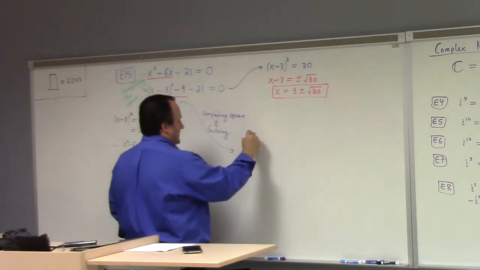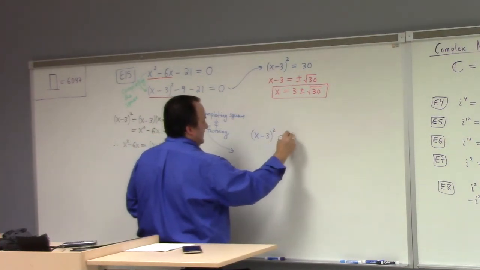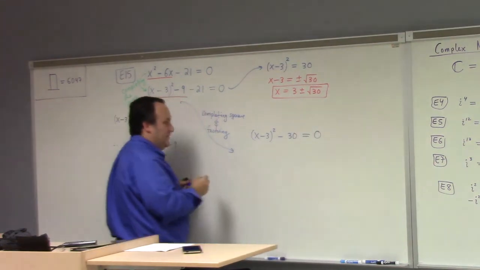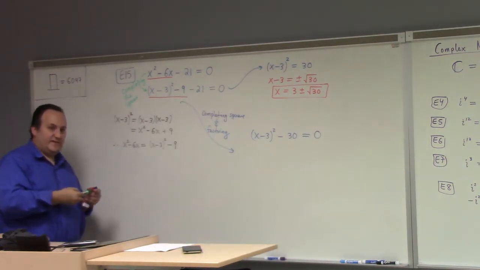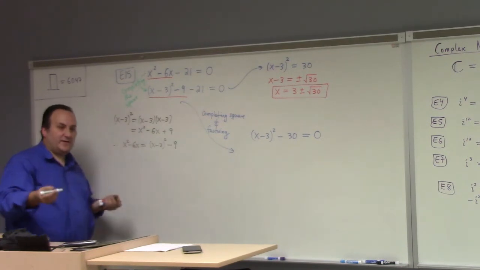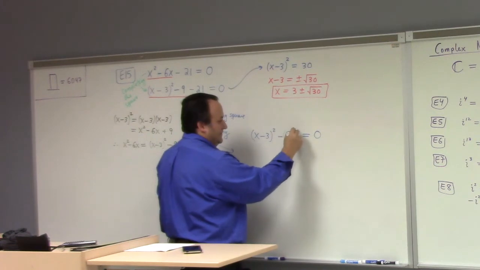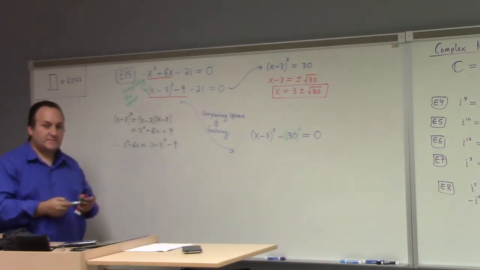Well, we have (x − 3)² − 30, right? How do you rewrite 30 as a square? You just use your imagination, right? That is the square root of 30, squared. Why would I do that? I would do that because now I have the difference of squares.